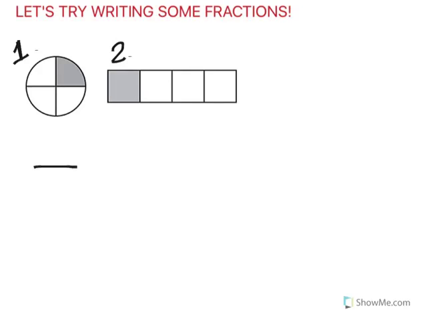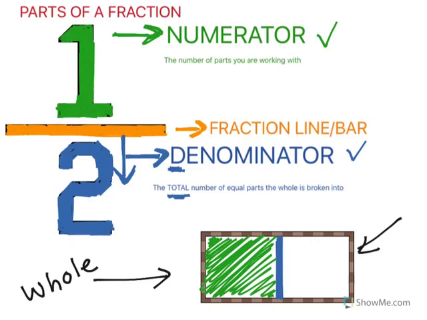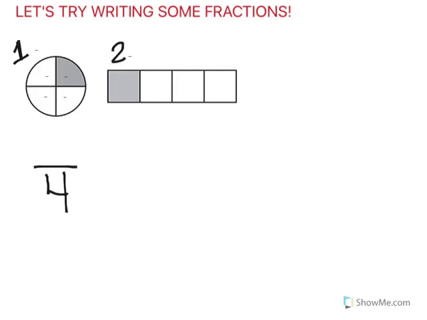I need to see how many equal parts this whole is broken into. So I have 1, 2, 3, 4. So since it's broken into 4 parts, our denominator is going to be 4. Now finally, I need that numerator, the number of parts we're working with. In this case, that's the shaded parts. So we have 1 part shaded. So I'm going to put 1. So our circular fraction model represents 1/4.